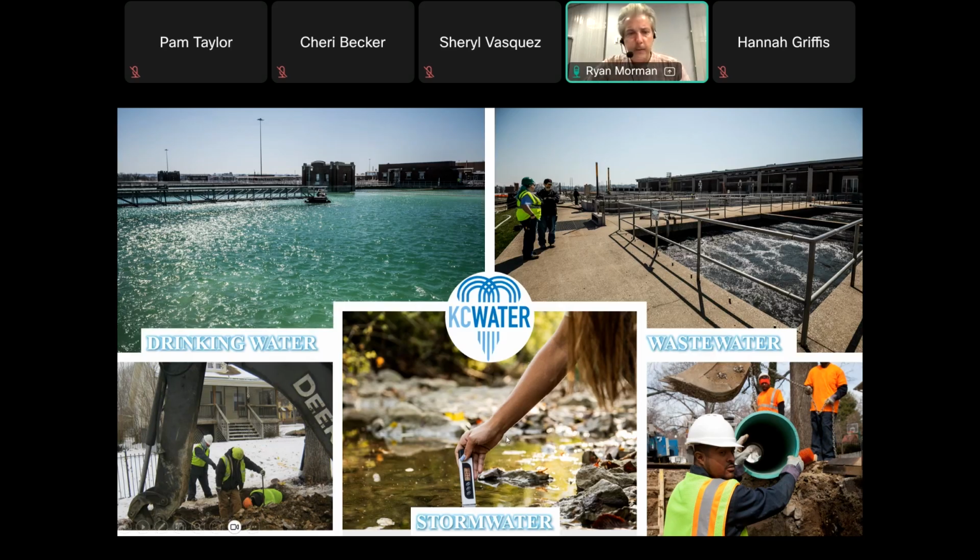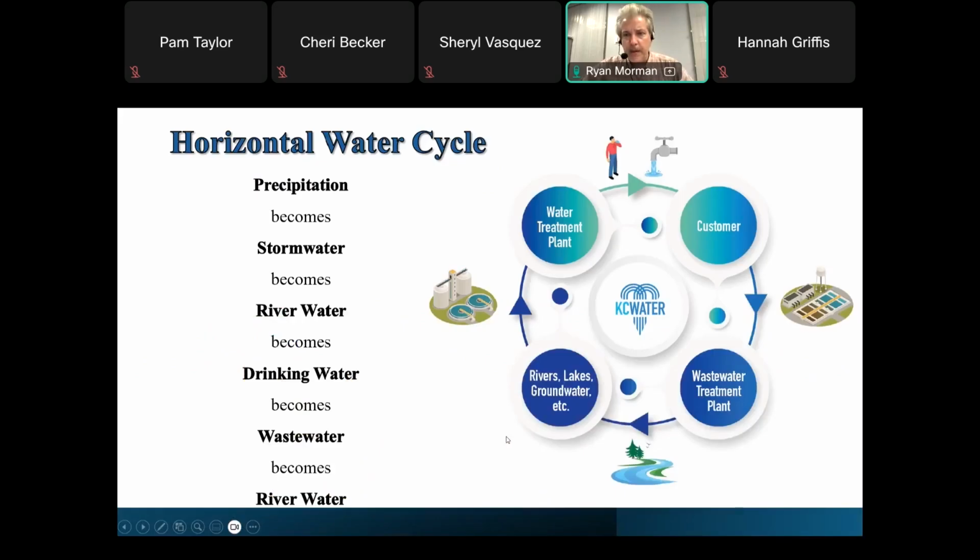Now, a little bit of background, though, about what's called the horizontal water cycle. So you're probably familiar with Earth's water cycle. And what we are doing every day is we start in the Missouri River. And we take that water, about 85% of that's going to become drinking water. About 15% of our drinking water comes from wells, but 85% is coming from the river.